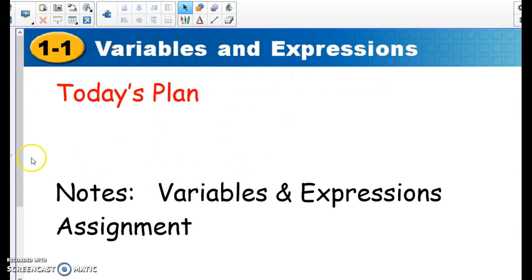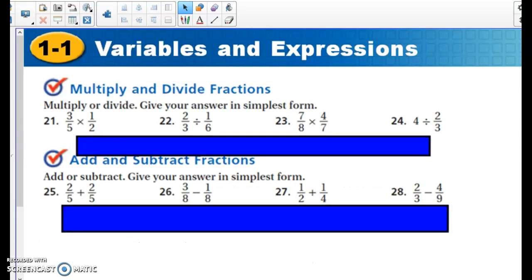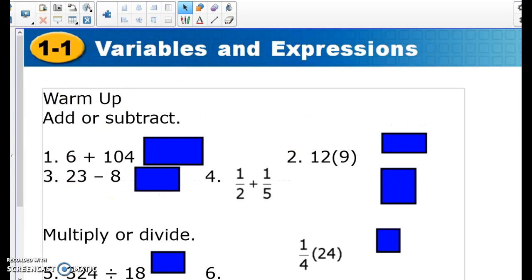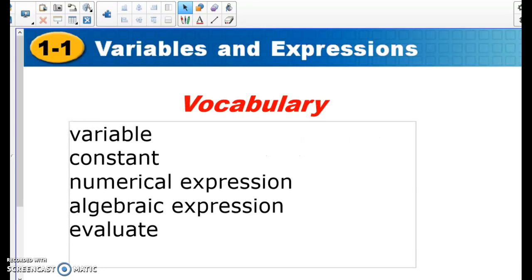So we're doing variables and expressions today. We have some vocabulary and some review problems to go over. We'll go over those in class. I won't talk about those on the video. And we have two major objectives today: to translate between words and algebra, and to evaluate algebraic expressions.